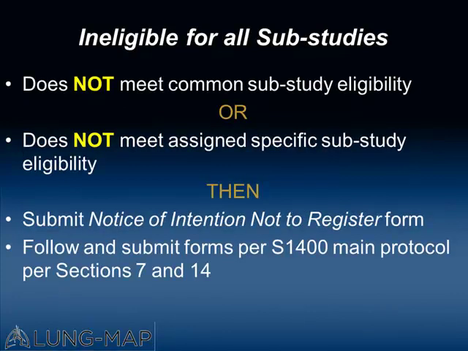If your patient either does not meet the common substudy eligibility or does not meet the assigned specific substudy eligibility and does not qualify for any other substudies, then you'd need to submit the Notice of Intention Not to Register form and just follow the patient and submit forms per the S1400 main protocol. Other instances when you would submit this form include if the patient decides not to participate in a substudy or if they die prior to being registered to a substudy.